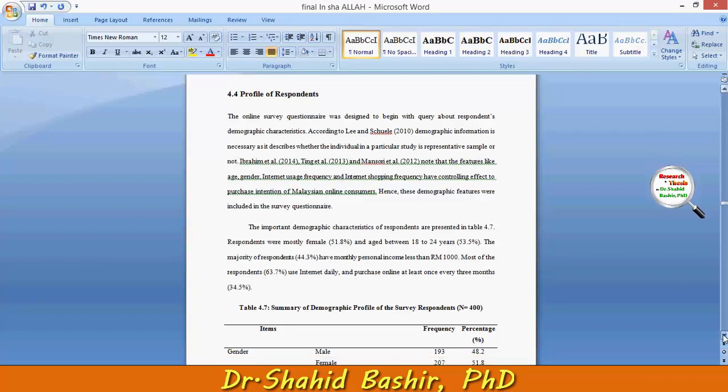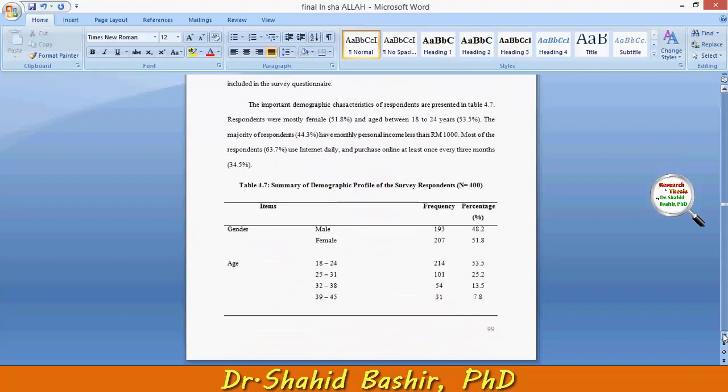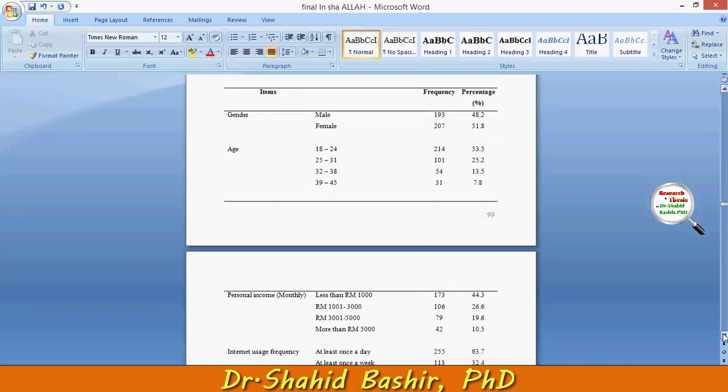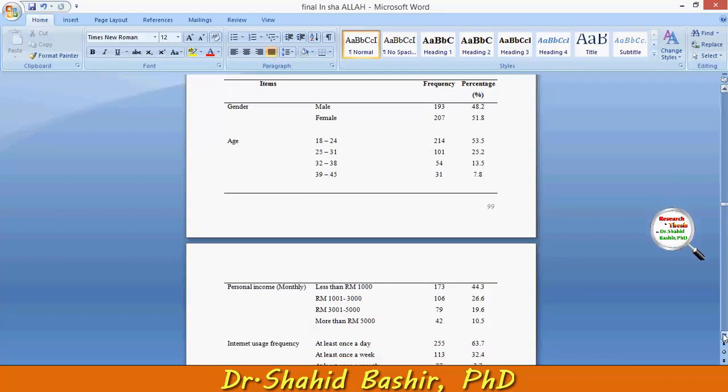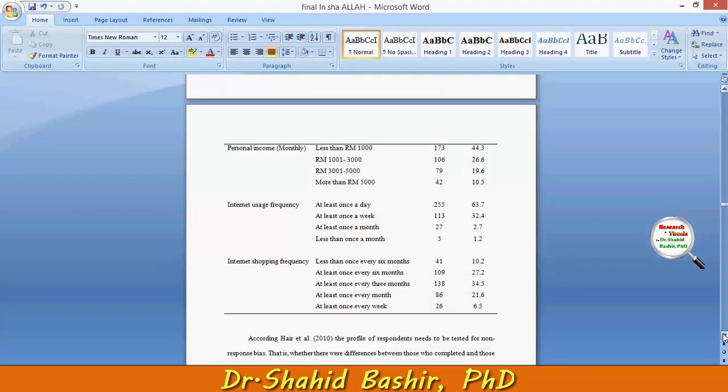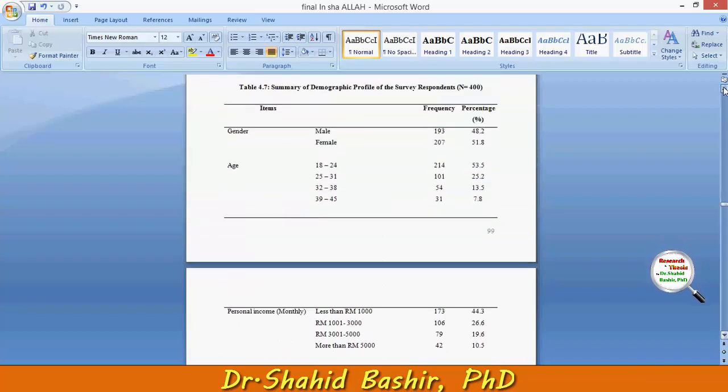So for this, if you thoroughly see the demographic variables that we have used in this study, they are age, gender, personal income of the people, internet usage frequency, internet shopping frequency. So how do we know whether they are representative or not?